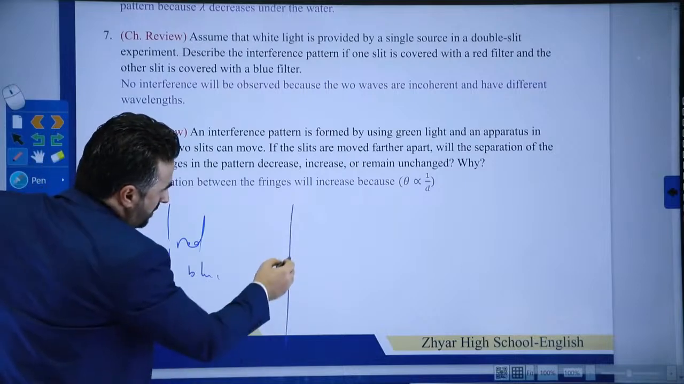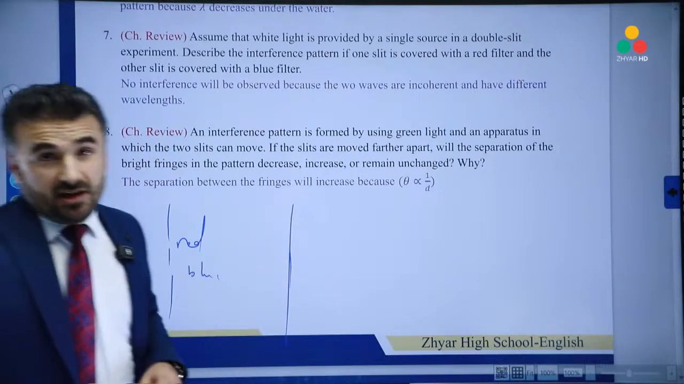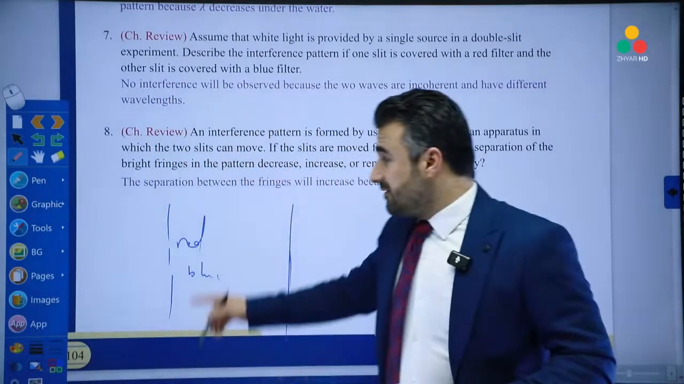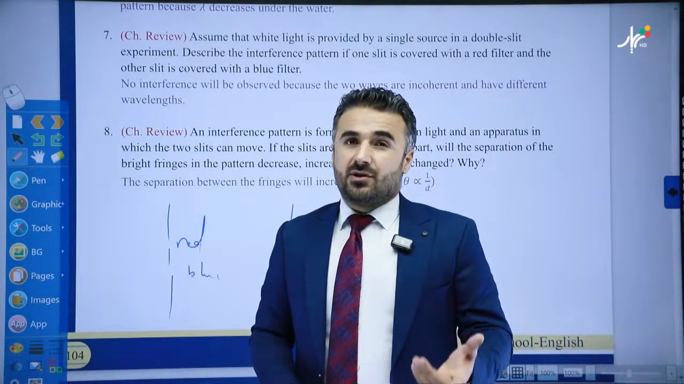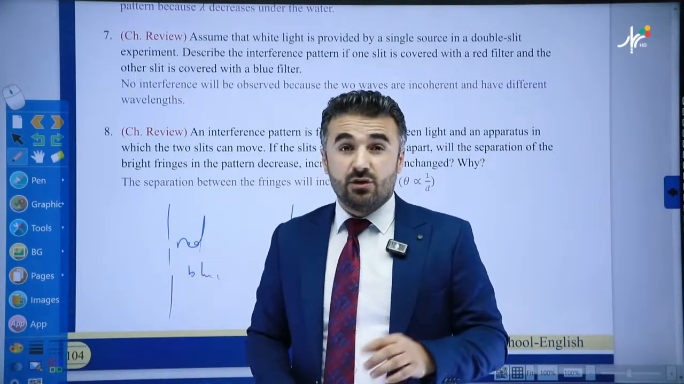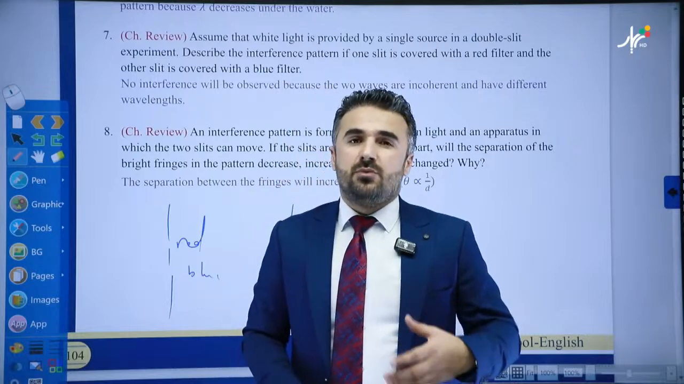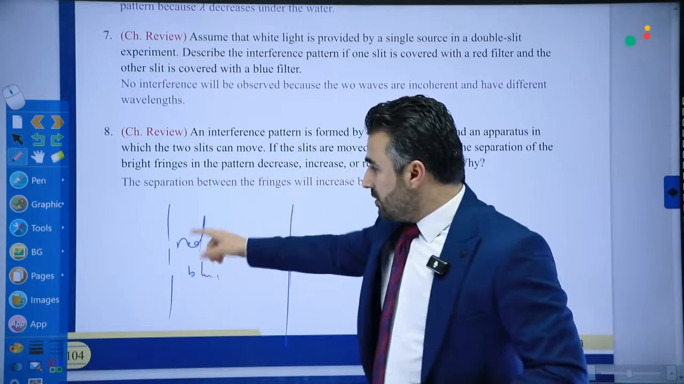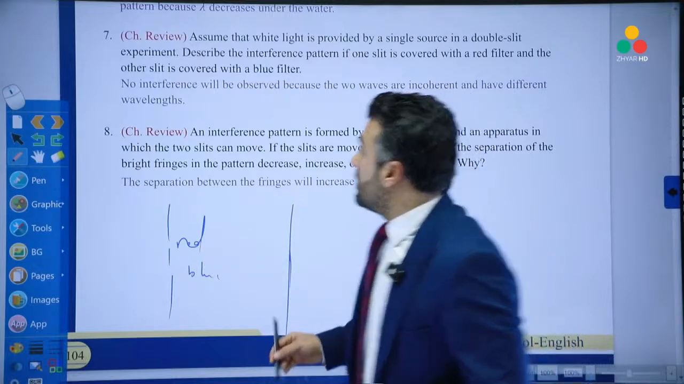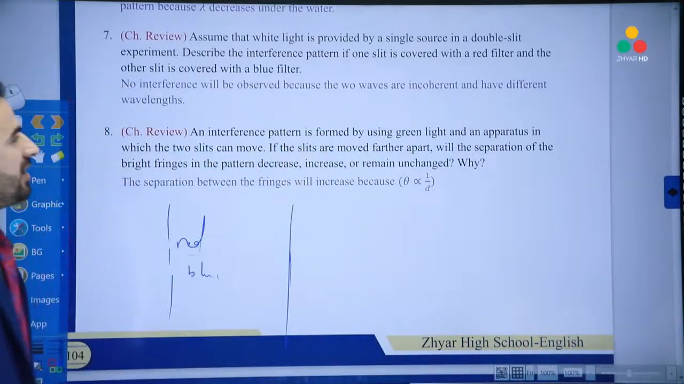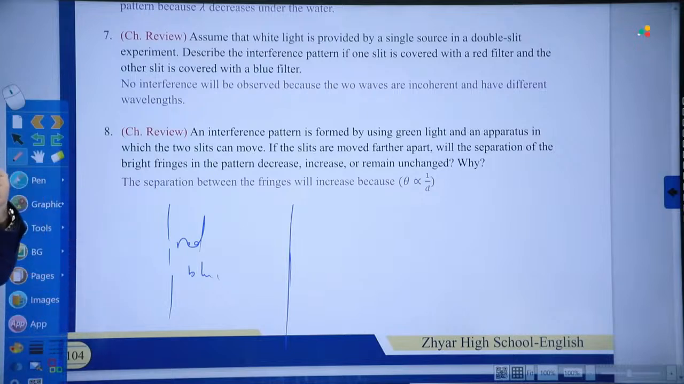So will you see any interference on the screen? I hope you don't say yes, because these two have different frequencies. And if they have different frequencies, will they interfere? The answer is no, because that was the condition for interference. They must have the same wavelength, the same frequency. So two different colors mean different frequencies, so no interference will be observed. You can see, because the waves are incoherent and of course have different wavelengths. These are the reasons.